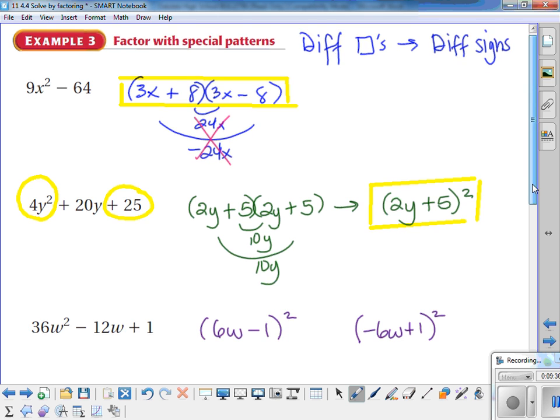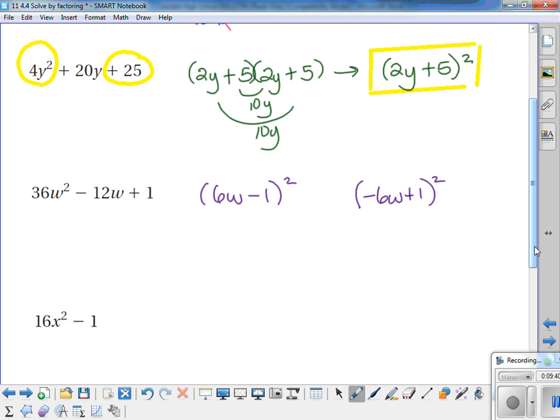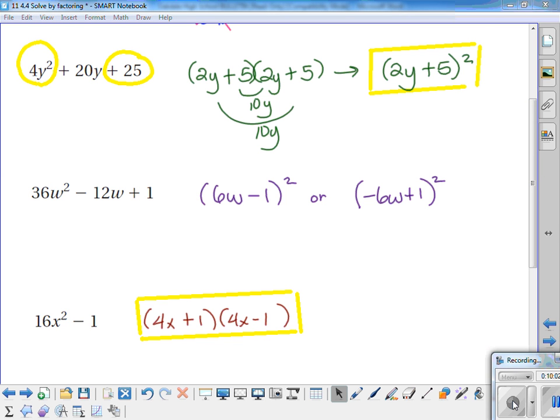Okay. All right, how about if you guys factor that one for me? This one, well, I think you can. Yeah, 4x plus 1, 4x minus 1. And yes, if you think outside the box, there's a couple other ways you could do that.